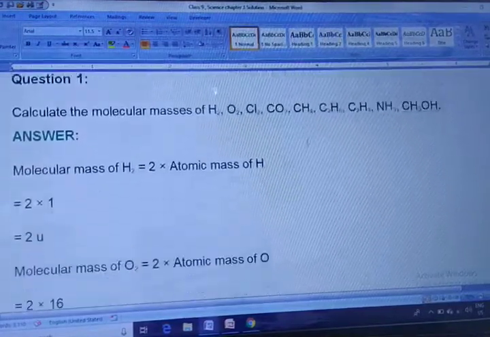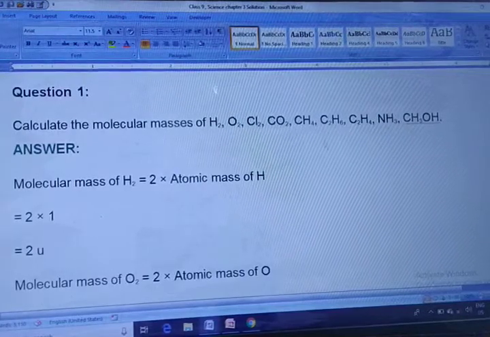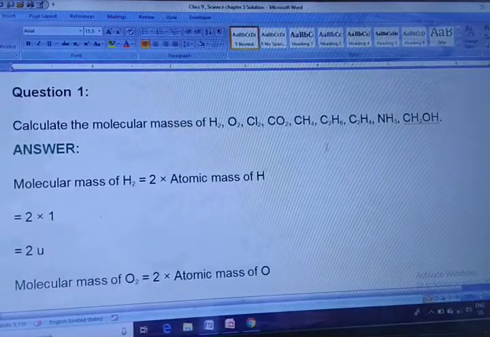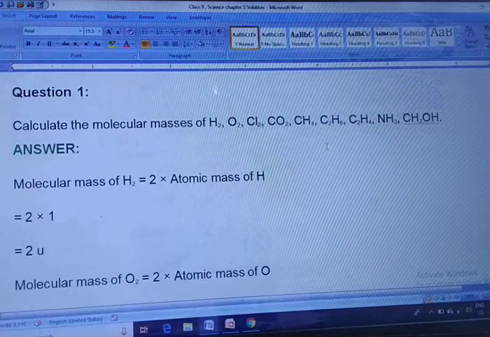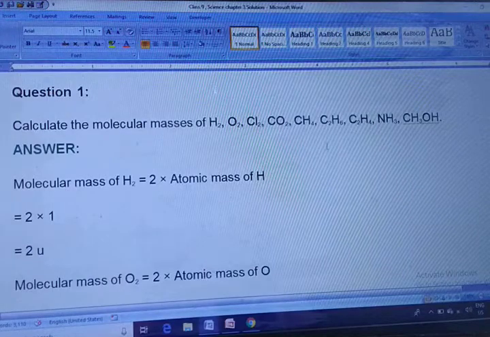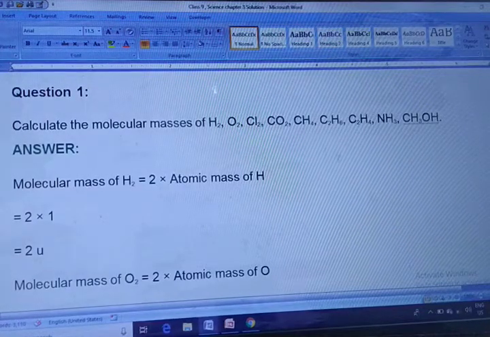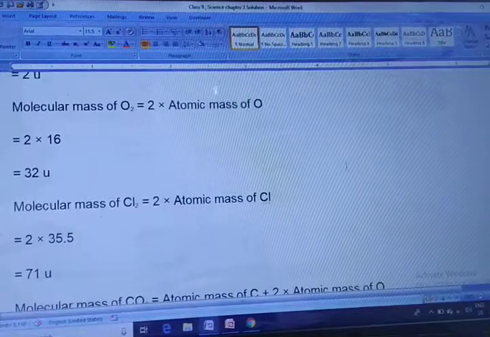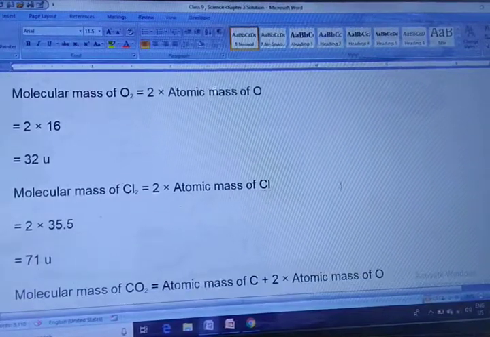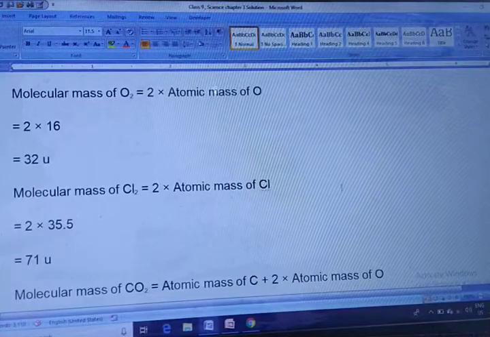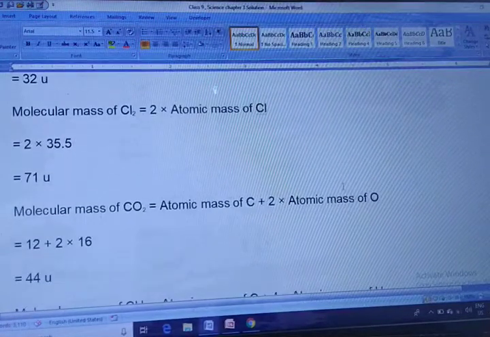Now we are moving towards the next question. Calculate the molecular masses of hydrogen, oxygen, chlorine, carbon dioxide, methane, ethane, ethene, ammonia, methanol. Molecular mass of hydrogen H2 is equal to 2 into atomic mass of hydrogen. What is the atomic mass of hydrogen? It's 1. 2 into 1 is equal to 2 u. Molecular mass of oxygen, 2 into atomic mass of oxygen, so 2 into 16, that is equal to 32 u. Molecular mass of chlorine, 2 into atomic mass of chlorine, 2 into 35.5, that is 71 u.